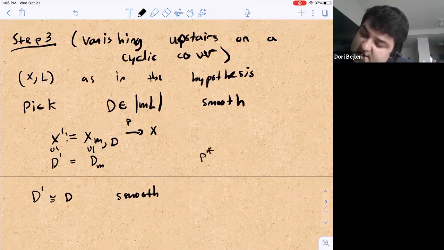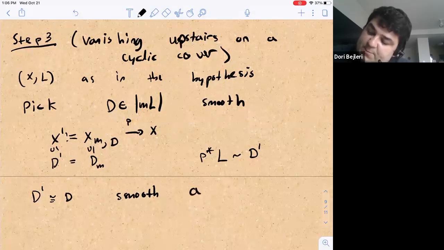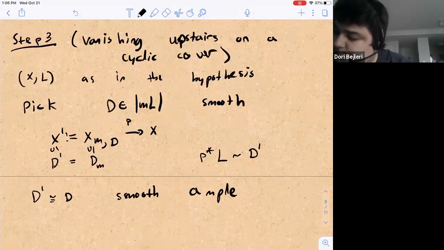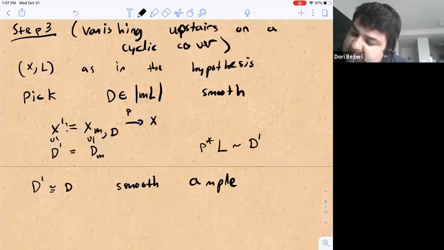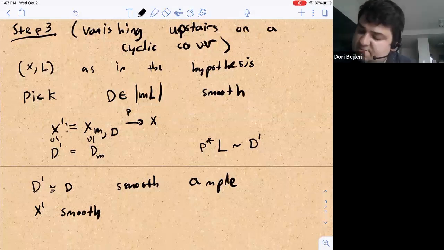P upper star of L is linearly equivalent to this D prime. And so that's actually ample because it's the pullback of some ample divisor by some finite map. So we have the smooth ample divisor. We also know that X prime is smooth. And so on X prime with respect to D prime, we have the vanishing by step one.